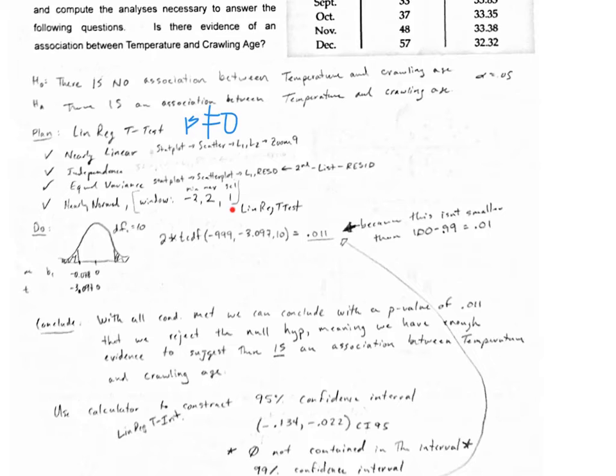It looks nearly normal. So yeah, you can do that on your calculator, just to make sure that all these conditions are good. So then if you go back and run that test one more time, the line regression t-test, so we can do this do section, we've got a t distribution with degrees of freedom 10 because there were 12 months, so it's n minus 2, so 12 minus 2 is 10.